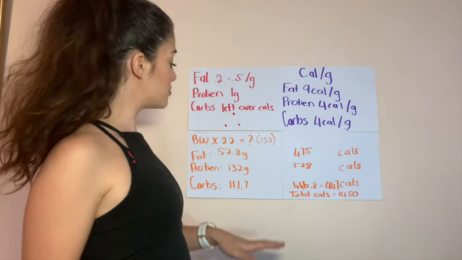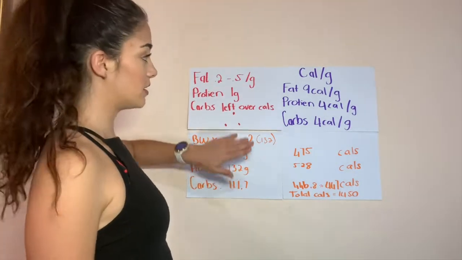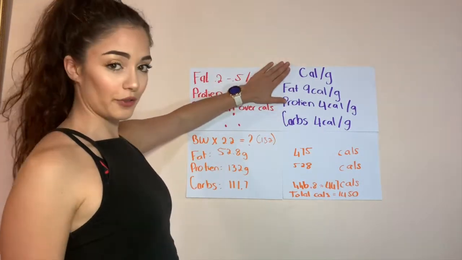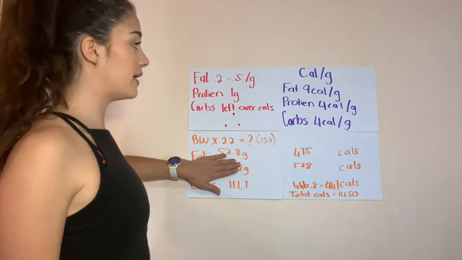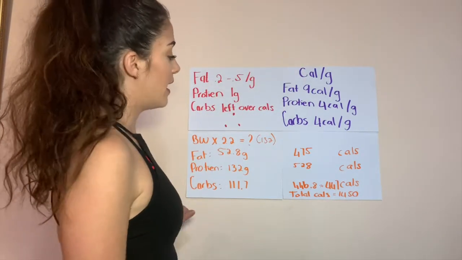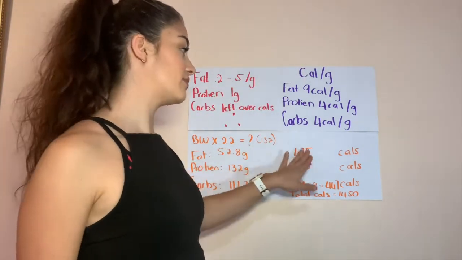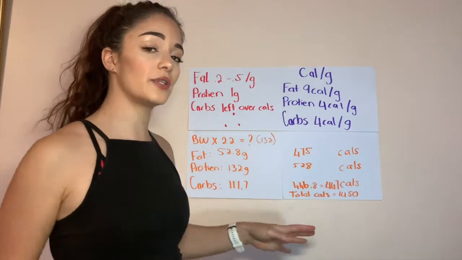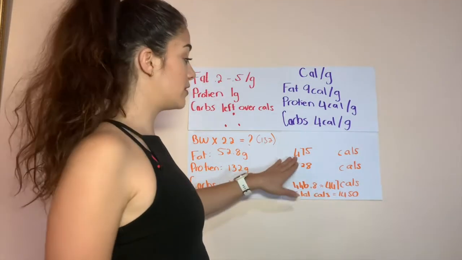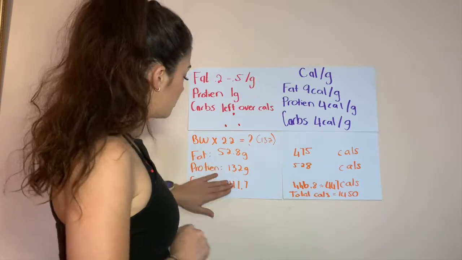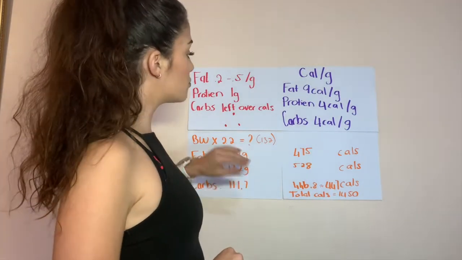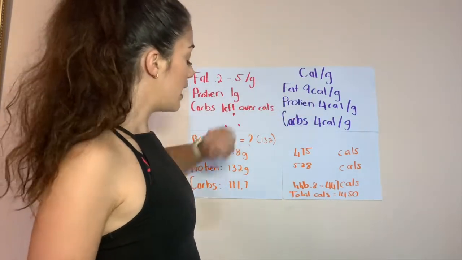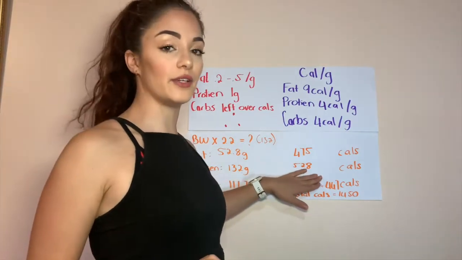How you figure that out is you multiply your fat amount with the fat calories per gram. So you're going to take 52.8 and multiply that by 9, and you're going to get 475.2. So your fat in your diet is going to equate to 475.2 calories. Now we go to your protein. You say 132 times 4, and that will give you 528 calories of protein.